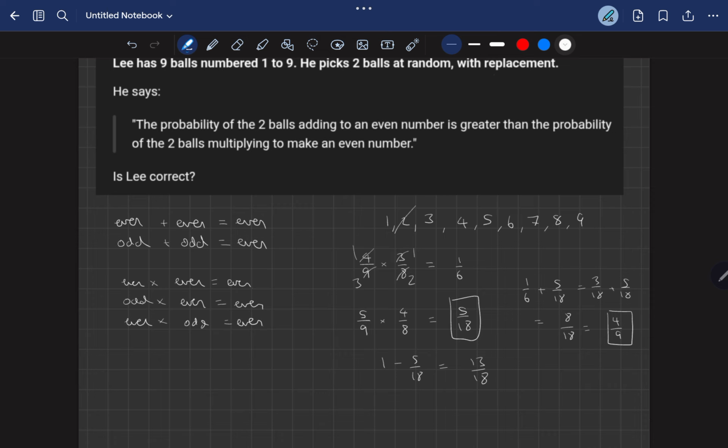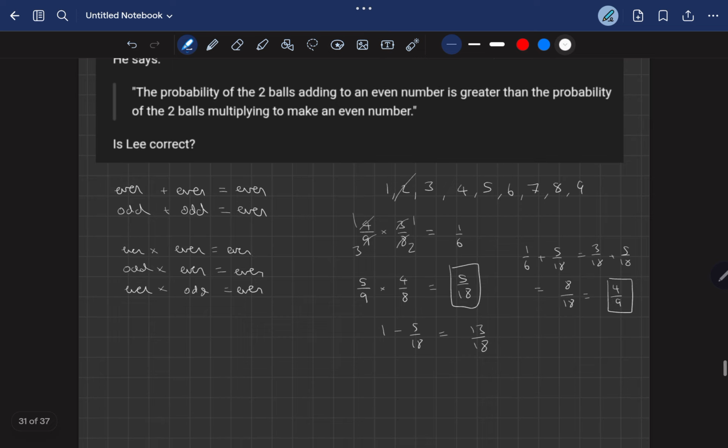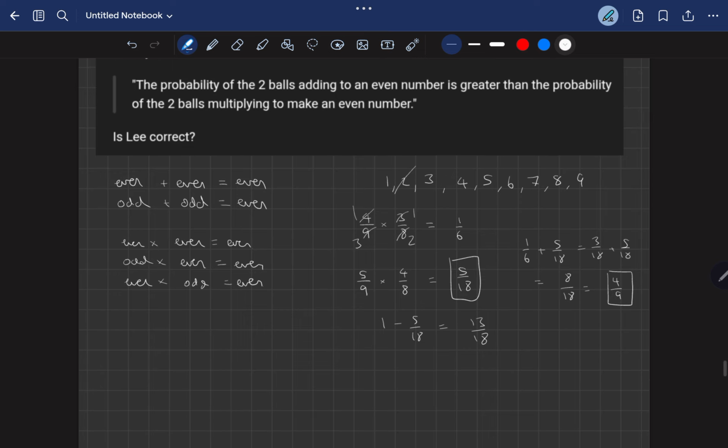Okay? Now, we have to compare these values. So if I times this by 2, you've got 8 over 18. And here we have 13 over 18. So clearly, there's a greater probability when we multiply of it being even, because 13 over 18 is greater than 8 over 18.